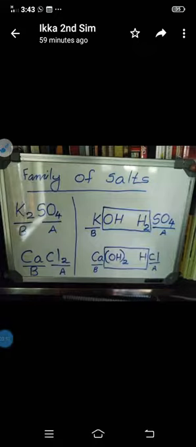Another example, CaCl2, calcium chloride. From which acid and base is it formed? Calcium hydroxide and HCl. OH from the base combines with H plus from the acid to form water. Ca2 plus ion from the base and Cl minus ion from the acid will combine to form the salt CaCl2.